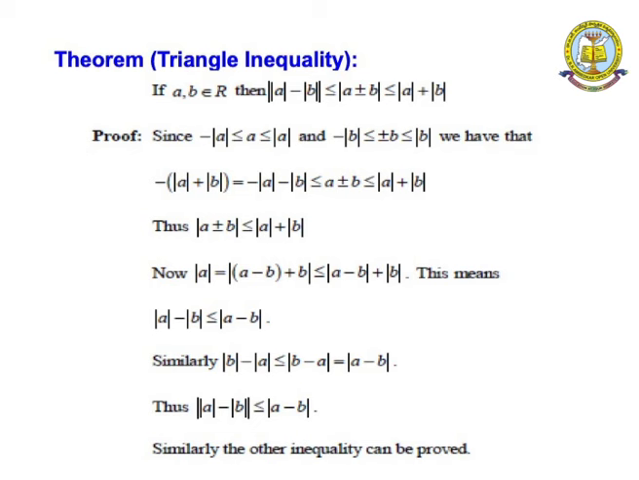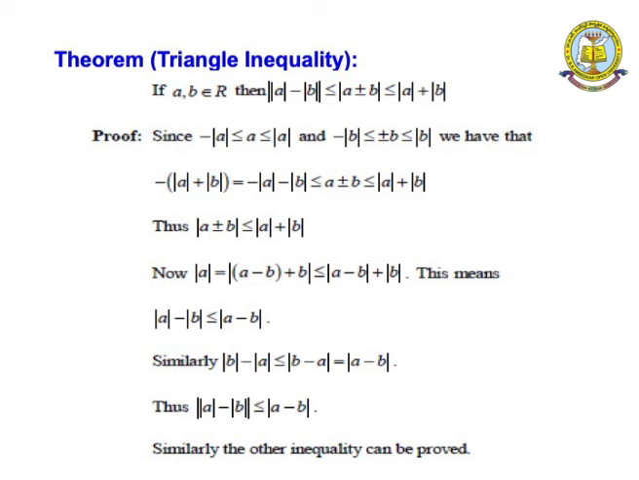Minus mod a is less than or equal to a, which is less than or equal to mod a, and similarly minus mod b is less than or equal to b, which is less than or equal to mod b. Then we can write minus of mod a plus mod b, which equals minus mod a minus mod b, is less than or equal to a plus or minus b, which is less than or equal to mod a plus mod b. Thus, mod of a plus or minus b is always less than or equal to mod a plus mod b. Similarly, you can come to another proof.